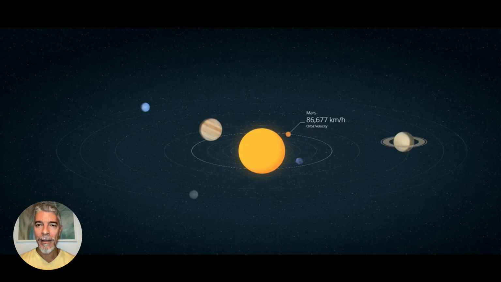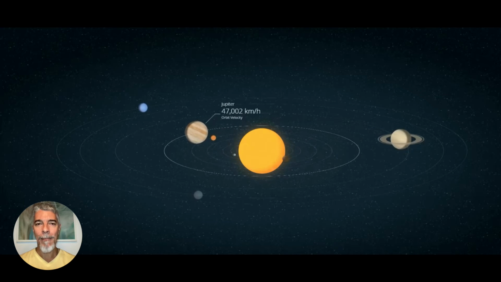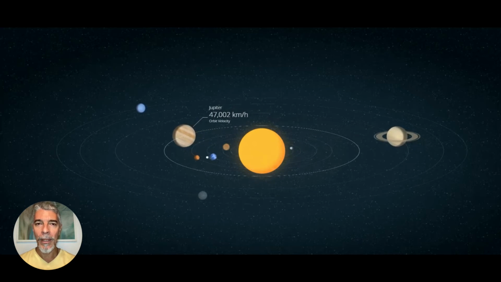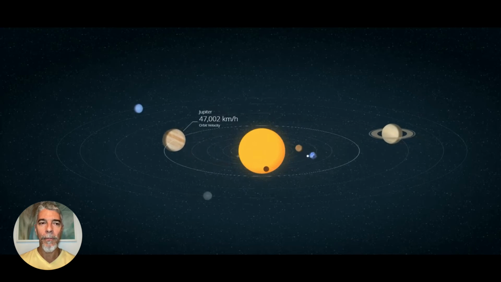And then look at Saturn. Saturn, we can barely perceive it. And then Neptune and Uranus, they're practically not moving at all in this animation. It seems like they're static, they go so slow.